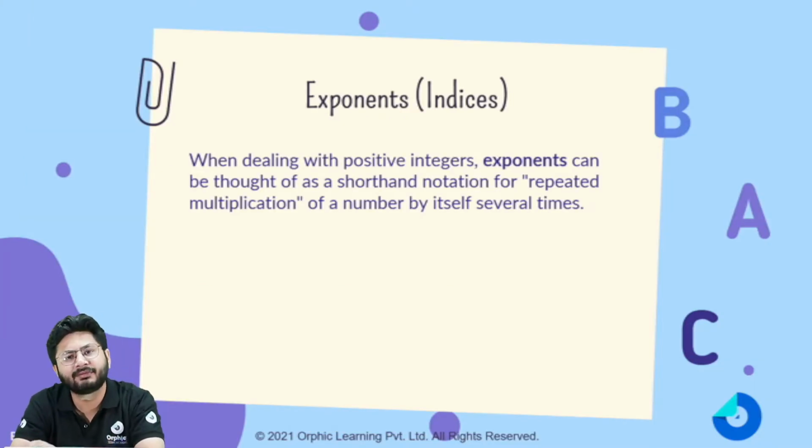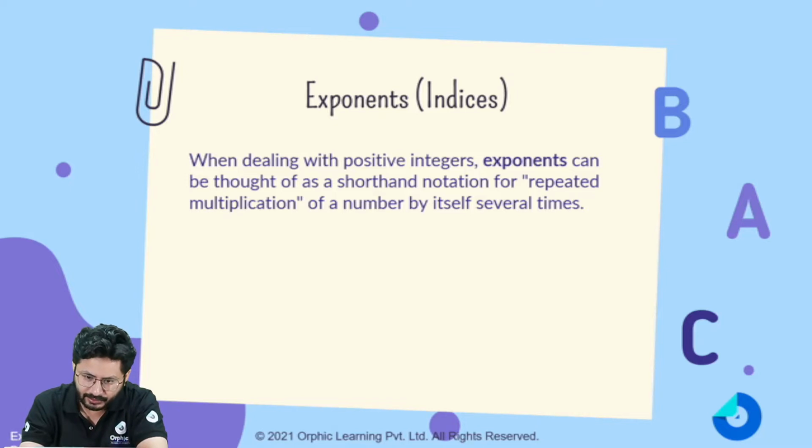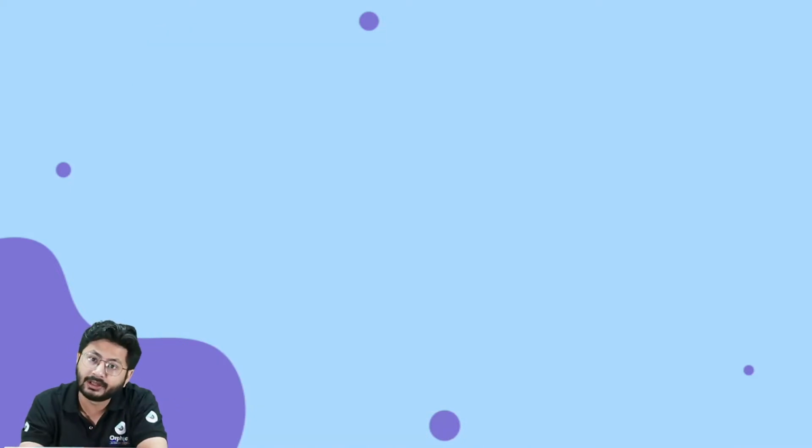Now, how do we define exponents or indices? When dealing with a positive integer, exponents can be thought of as a shorthand notation for repeated multiplication of a number by itself several times. If one number is multiplied by itself again and again, we can use exponents and powers to write it in a shorter form. Okay, so how do we read it?